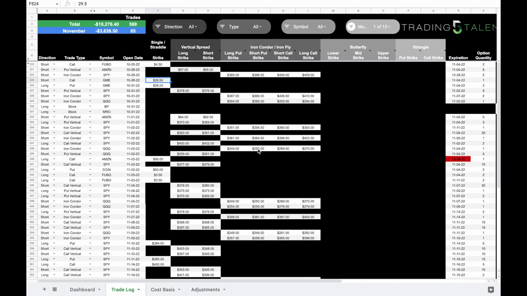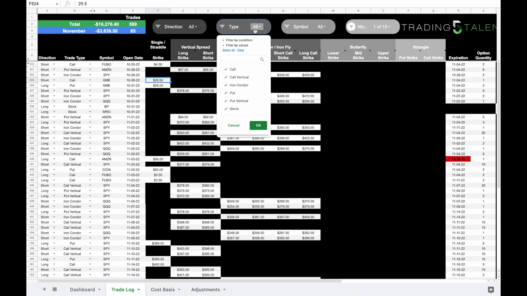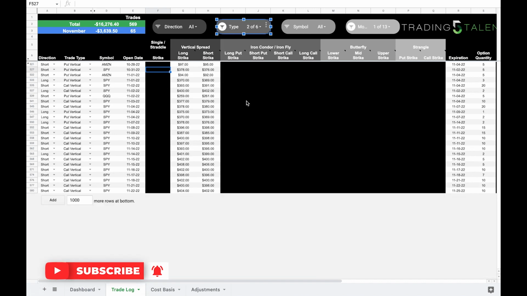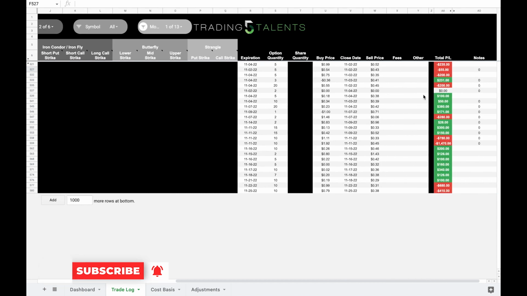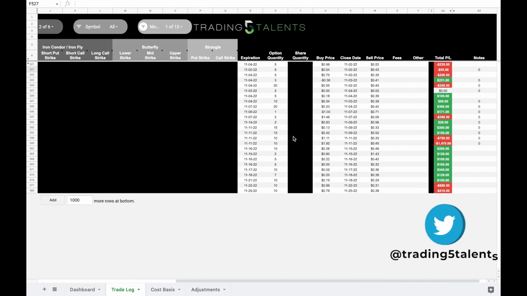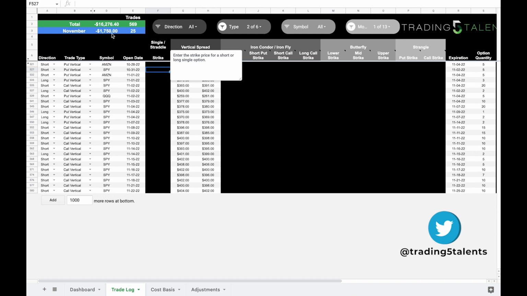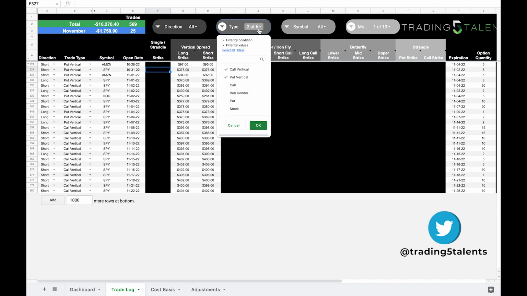So let's take a look at some of these types of trades. If we go up to this slicer up here under type, you can filter out the types of trades that you want to see. So for example, if we just want to look at my verticals, so just call vertical and put vertical, and it's going to be both long and short that are selected, you can see right here, these are my profits and losses. And in total, I lost $1,750, so $1,750 on just verticals.